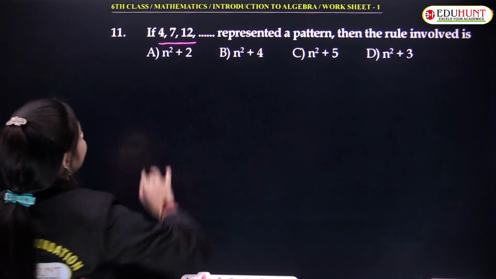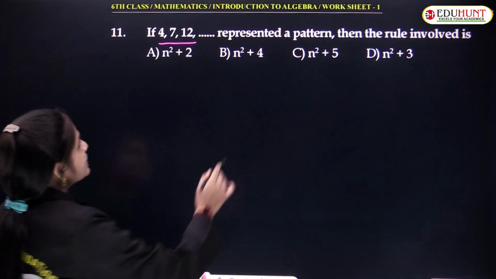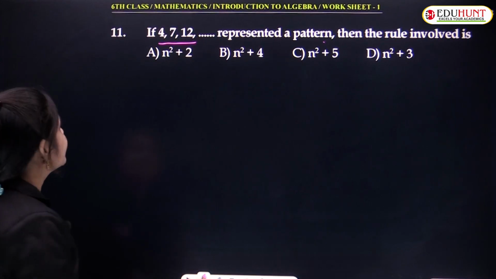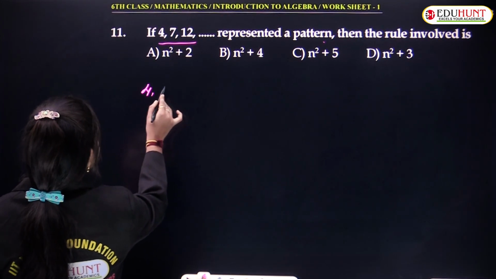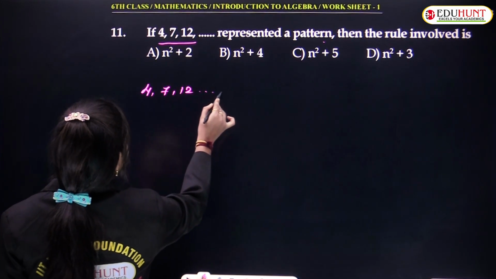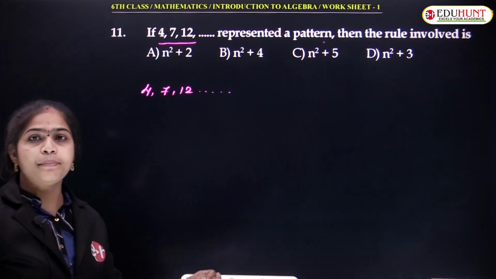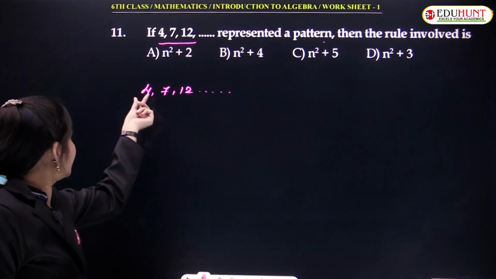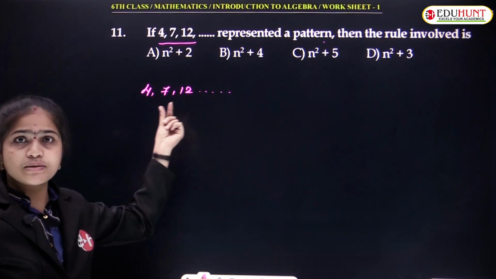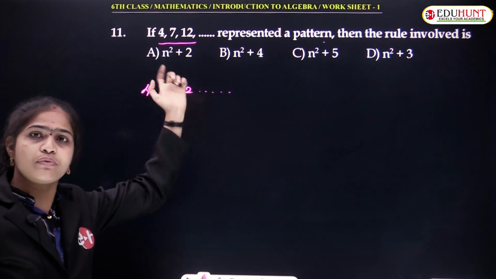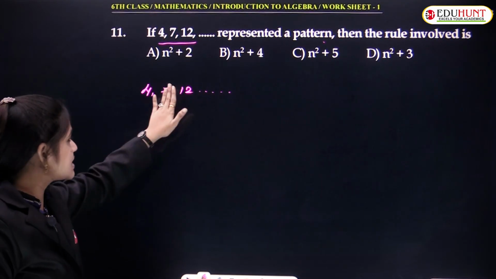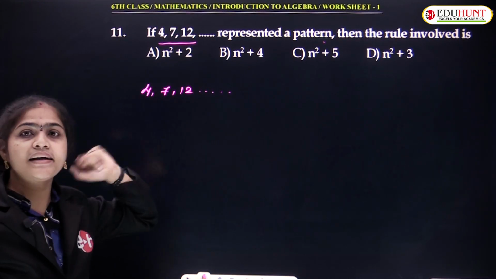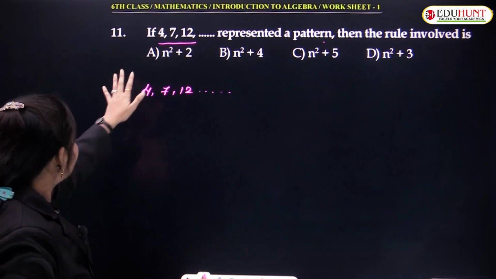If 4, 7, 12 and so on represent a pattern, then the rule involved is... Here they have given 4, 7, 12 and so on, which follows a pattern. What is that pattern? We need to find it out and come to the options.